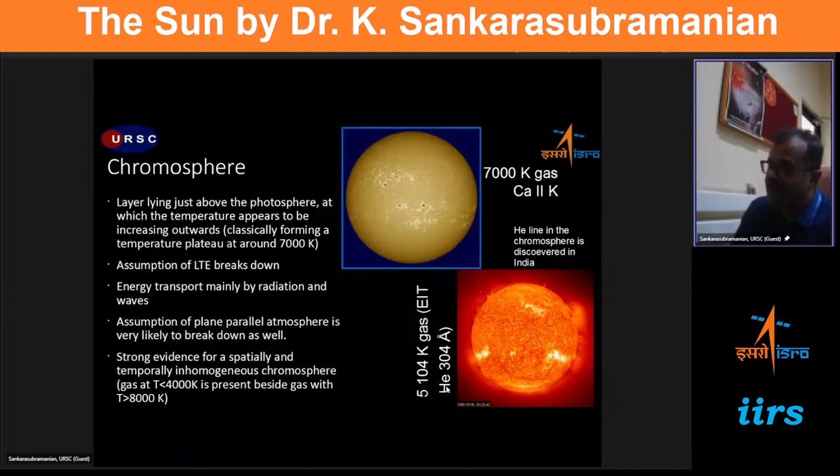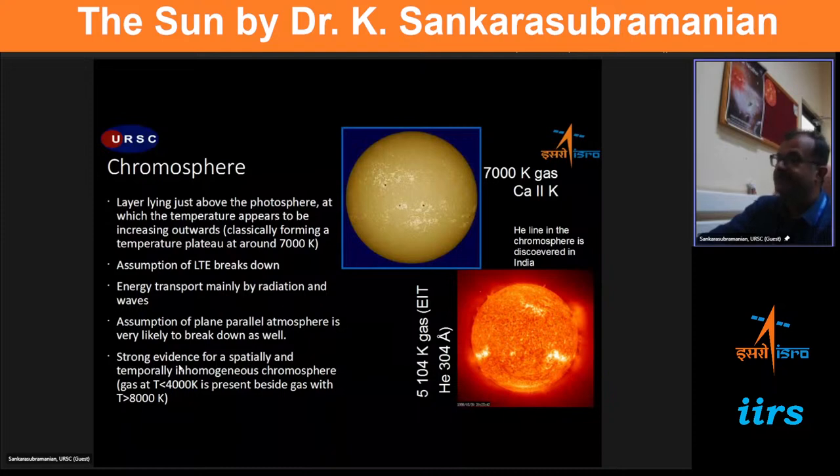And of course, India also has good contributions to the helium detection. The helium, as I told you earlier, was detected in one of the solar eclipses, when the chromosphere was identified by the pink-colored structure coming from the helium emissions in the chromosphere. So in the chromosphere, energy transport is mainly by radiation and waves, and many of these bright features you see have some implications from the waves coming from the photosphere.